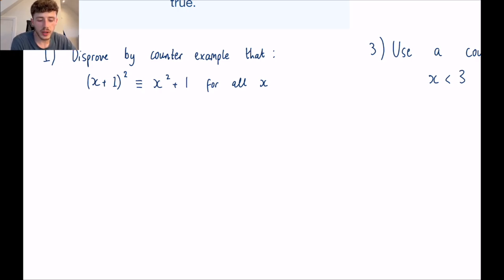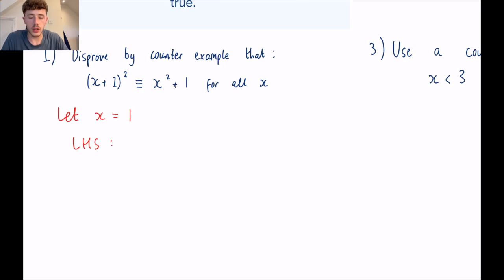So looking straight into question 1, a good example of a question you might get is something like this. So disprove by counterexample that this identity is true for all x. So this is literally talking about the idea that when you square a bracket, it is just the squaring of the individual terms inside it. Now we know that is not true because of the whole expanding a bracket, use the claw method, and you've got that middle term.